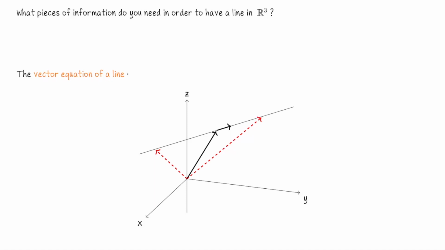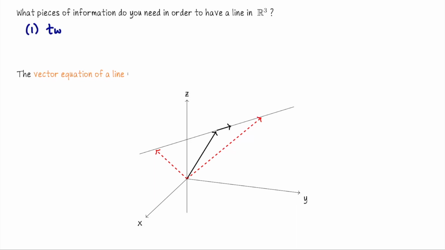In a future lesson, we're going to look at some more challenging examples, so in this lesson I really just want to focus on how to write down the equation based on some given pieces of information. So first of all, what pieces of information do you need in order to specify a line in R3? Well, if you stop someone on the street and ask, how do you make a line? The first thing most people would probably say is that you need to have two distinct points.